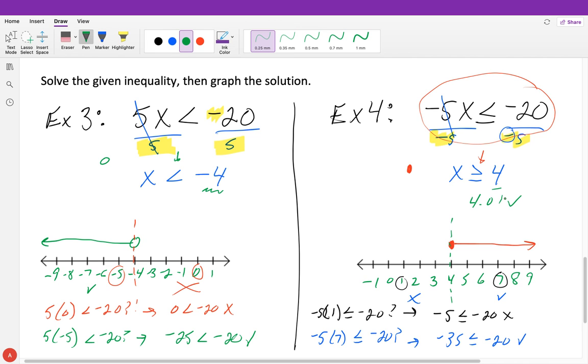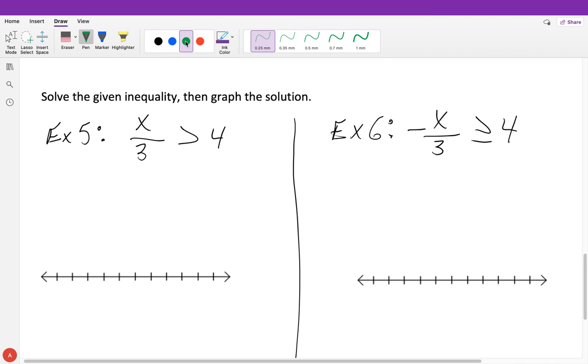Now there are just 2 more we're going to go through with division. That's it for this video. These are our last 2 examples. Same thing, x over 3 is greater than 4. What is happening is x is being divided by 3, so I need to multiply both sides by 3 to isolate and solve. I'm multiplying by a positive number, so I don't need to worry about changing my inequality at all. So now x is greater than 12.